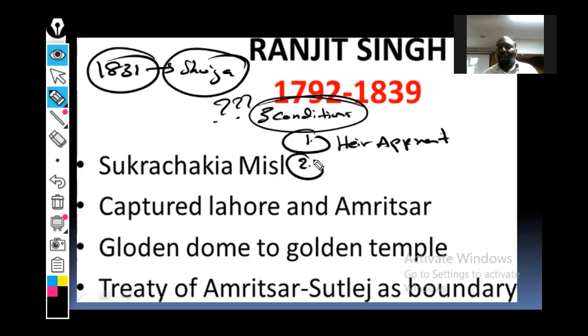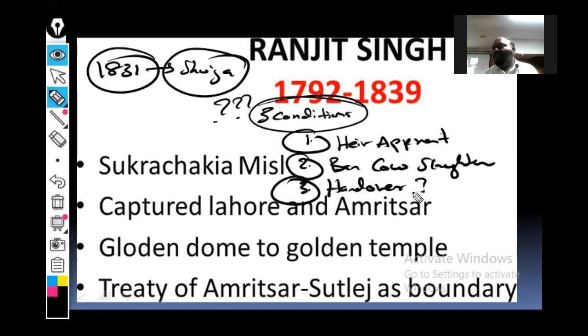Second, you should ban cow slaughter. Third, you should hand over what he asks. இல்ல, அவர் என்ன கேட்கிறாருன்னா the golden gates of Somnath temple. சோம்நாத் டெம்பிள் உடைய கேட்ஸ் யார் எடுத்துட்டு போனாங்க?